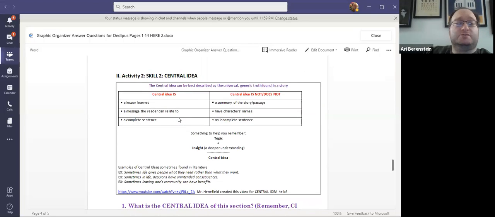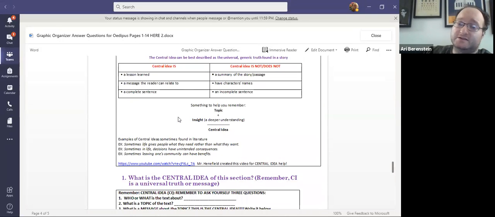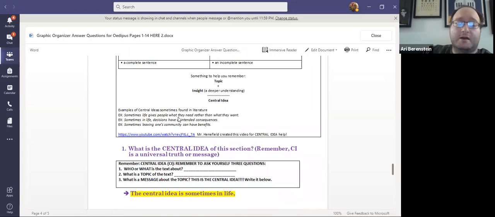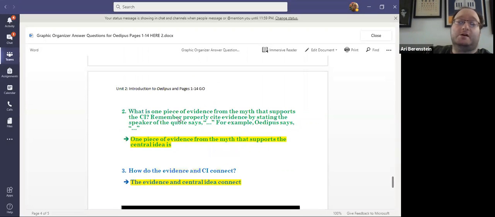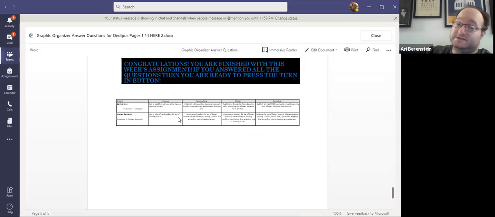And then we come to central idea. Remember, central idea, the lesson that we learn from a story, is generalized. It applies to everyone. A key word or phrase could be "sometimes in life." You don't necessarily need to use that keyword or phrase, but that generally helps you to start a generalized statement that will be the truth or message about the topic. And then you can talk a little bit more in detail about how it applies to the characters and connect the characters to the central idea. Once you've done that, congratulations, you've finished the week's assignment.